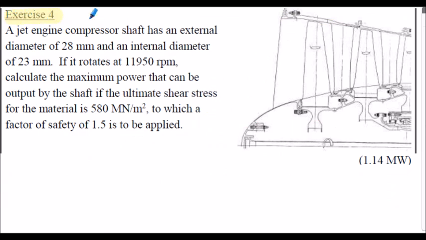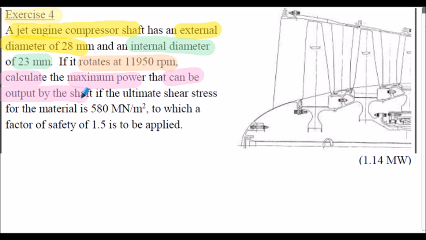Exercise 4. A jet engine compressor shaft has an external diameter of 28 mm and an internal diameter of 23 mm. If it rotates at 11,950 rpm, we're asked to calculate the maximum power that can be output by the shaft if the ultimate shear stress for the material is 580 meganewtons per meter squared, to which a factor of safety of 1.5 is to be applied.